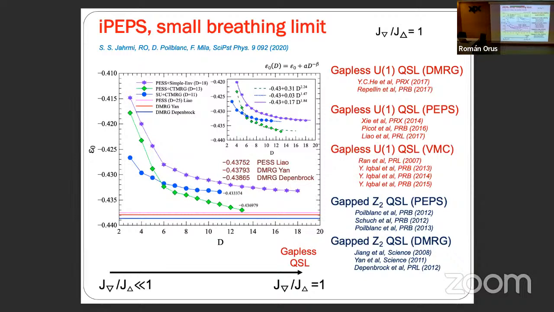So we get an energy that goes down a lot. It's pretty much compatible with the one that we see from DMRG. The decay is algebraic, and many people believe that an algebraic decay means that we have a gapless quantum spin liquid. So that's the conclusion that we arrived at in this limit of the phase diagram.